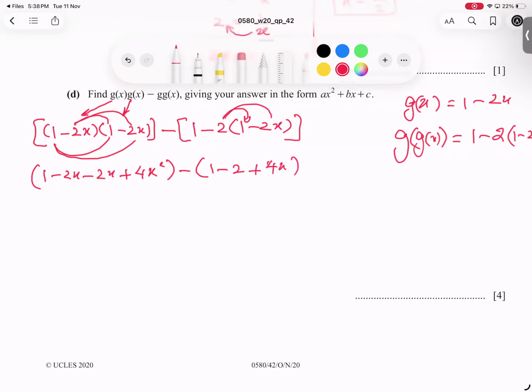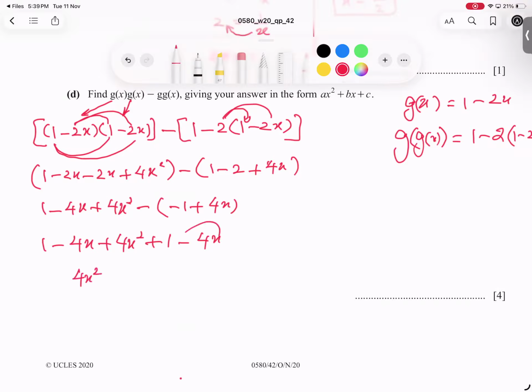Now expand the bracket, 1. These two values will give us 4x and 4x to the power 2, and negative, and this will give us negative 1. Hold on, I do one more step, then open the bracket. So these two will give us negative 1. Now open the bracket. 1 minus 4x plus 4x to the power 2, negative, negative, positive 1, and negative, positive, negative 4x. And just a minute, let me check once again. And finally, I got 4x to the power 2, negative 4 and negative 4 will give us negative 8x, and plus 1 will give us 2.